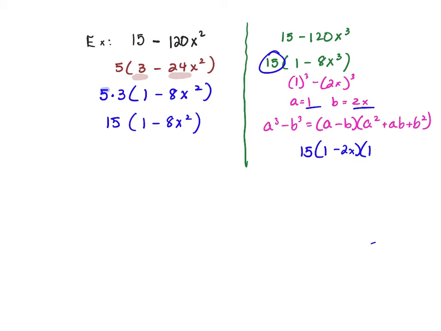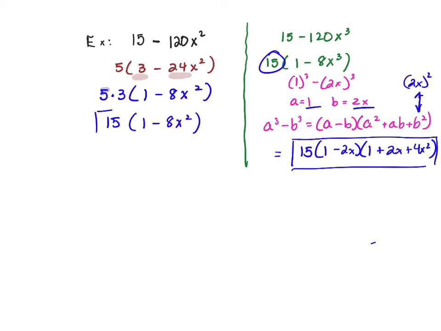Then I have to take a times b, so 1 times 2x, which is just 2x. And then lastly, I have to take the 2x and square that, because it says b squared, so that is plus a 4x squared. And so if it was a difference of cubes problem, we'd do that. And this is how it finished when we just GCF'd it. We couldn't do any more because it was just an x squared.